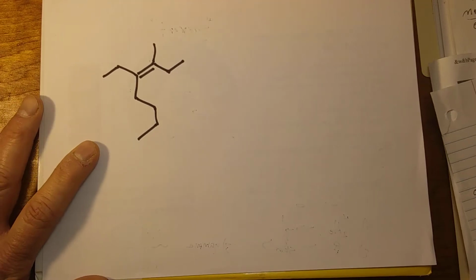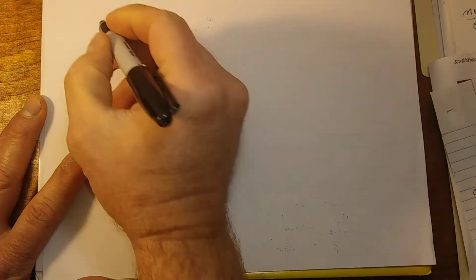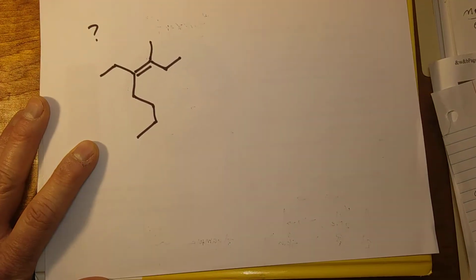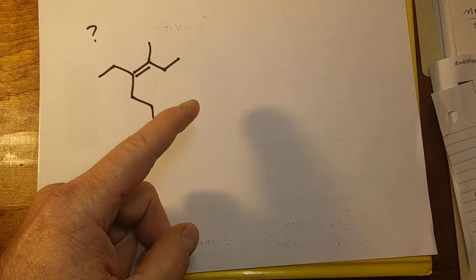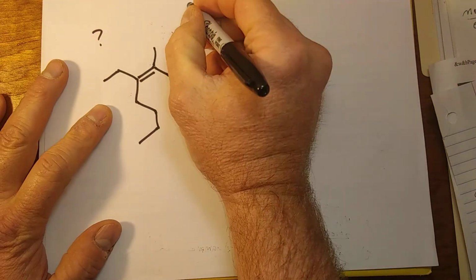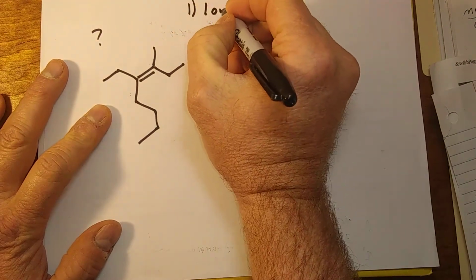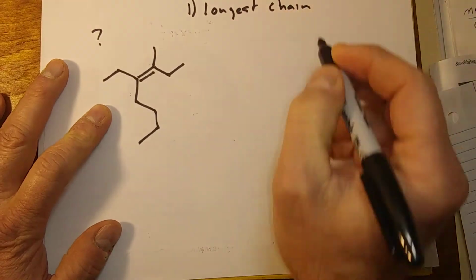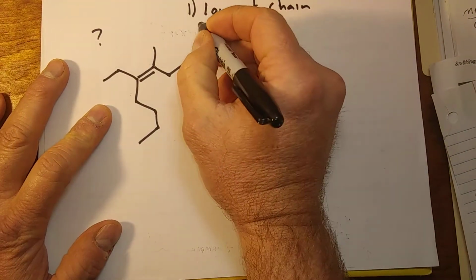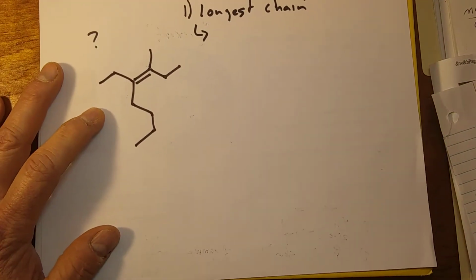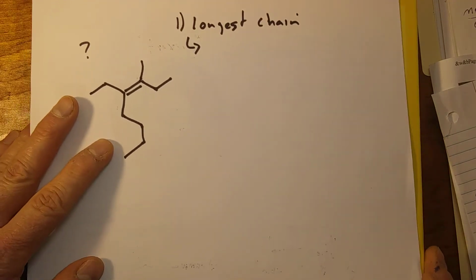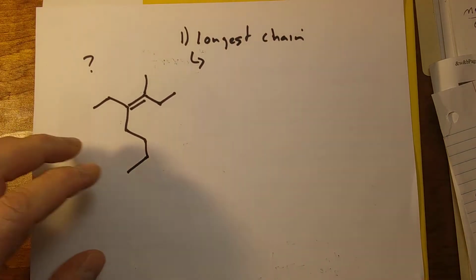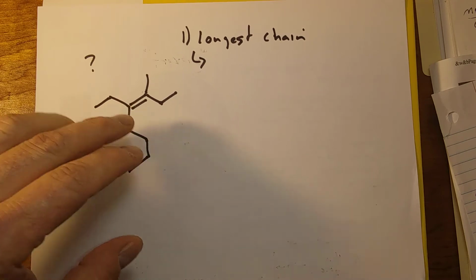All right, this was a big question during the review for the quiz: how to name a particular alkene like this. Remember, the first thing you always do is find the longest chain, whether it be an alkane, alkene, or alkyne. But if it's an alkene or alkyne, you have to remember that you need to find the longest chain that incorporates the double bond or triple bond.